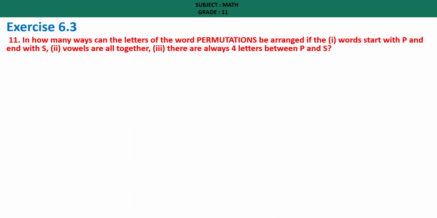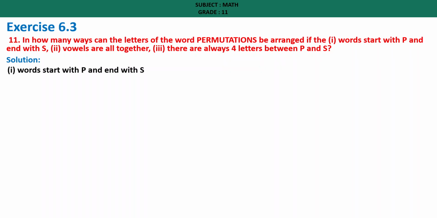Let us solve question number 11. In how many ways can the letters of the word PERMUTATIONS be arranged if the word starts with P and ends with S, the vowels are together, and there are always 4 letters between P and S?